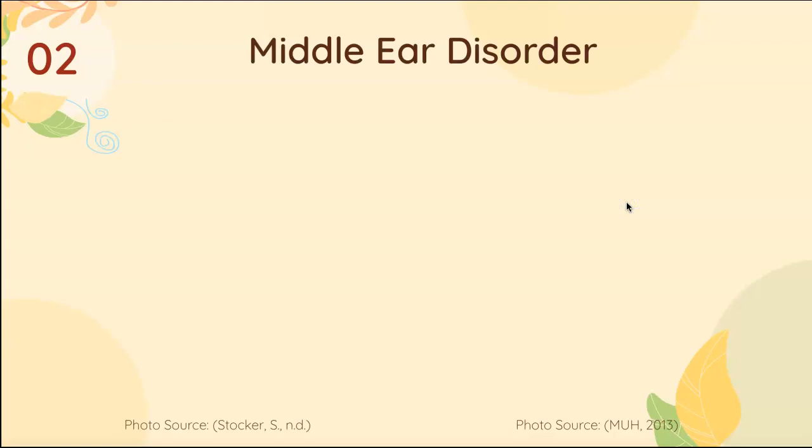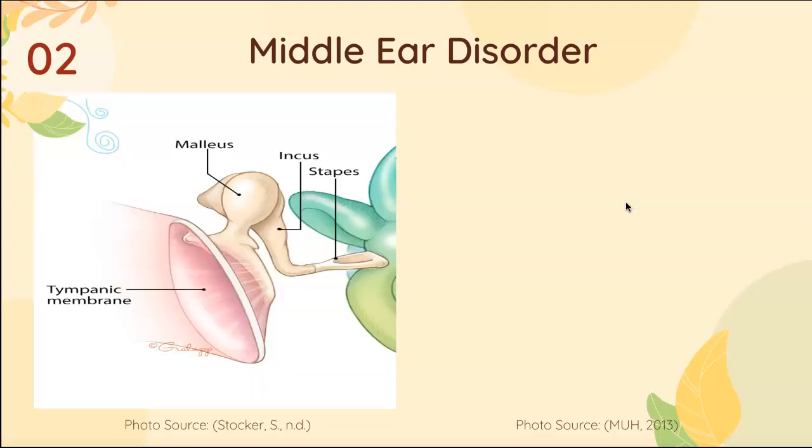Moving along to the middle ear, a middle ear disorder that can happen in the auditory system is called serous effusion of the middle ear. Usually serous effusion can be known by different names such as OME, meaning otitis media with effusion, or SOM, which means serous otitis media.